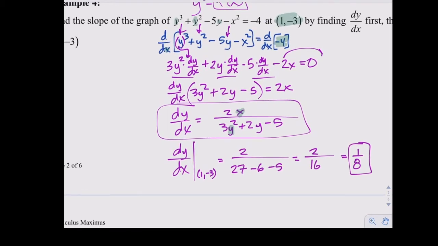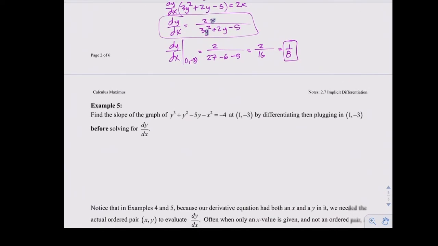But notice all that rich, yummy algebra that we had to do right here. You might want to avoid that sometimes, right? You don't eat cake every day, every meal, right? It's a treat. Oh, you do? Okay.